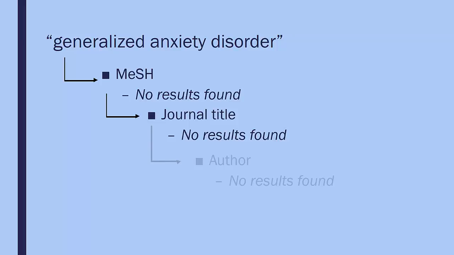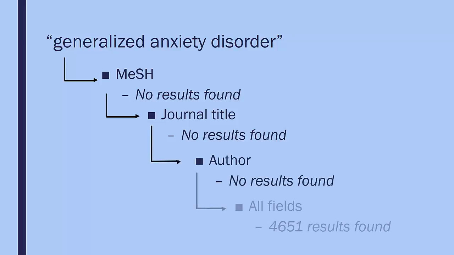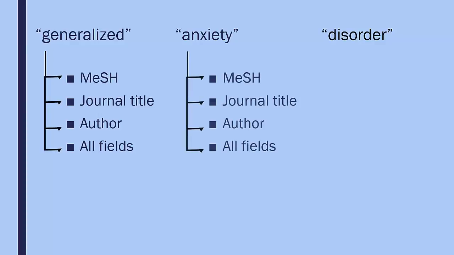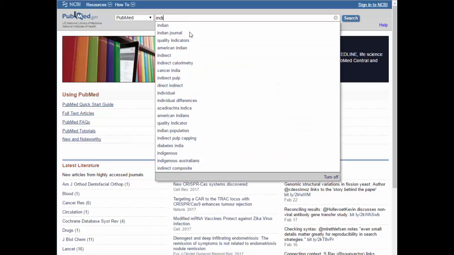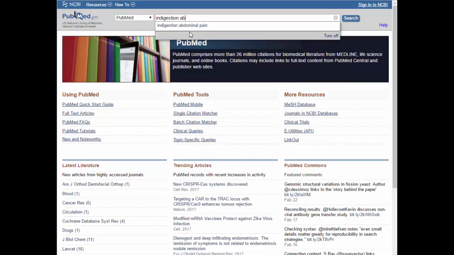Any keyword entered into the PubMed search box without a tag like author or MeSH is matched first against MeSH subjects, then against journal titles, and lastly against authors. These terms are also searched in all fields. If PubMed still doesn't find any matches, then it breaks the search term apart and searches each piece against these indexes again. For example, let's look at a search of indigestion abdominal pain.